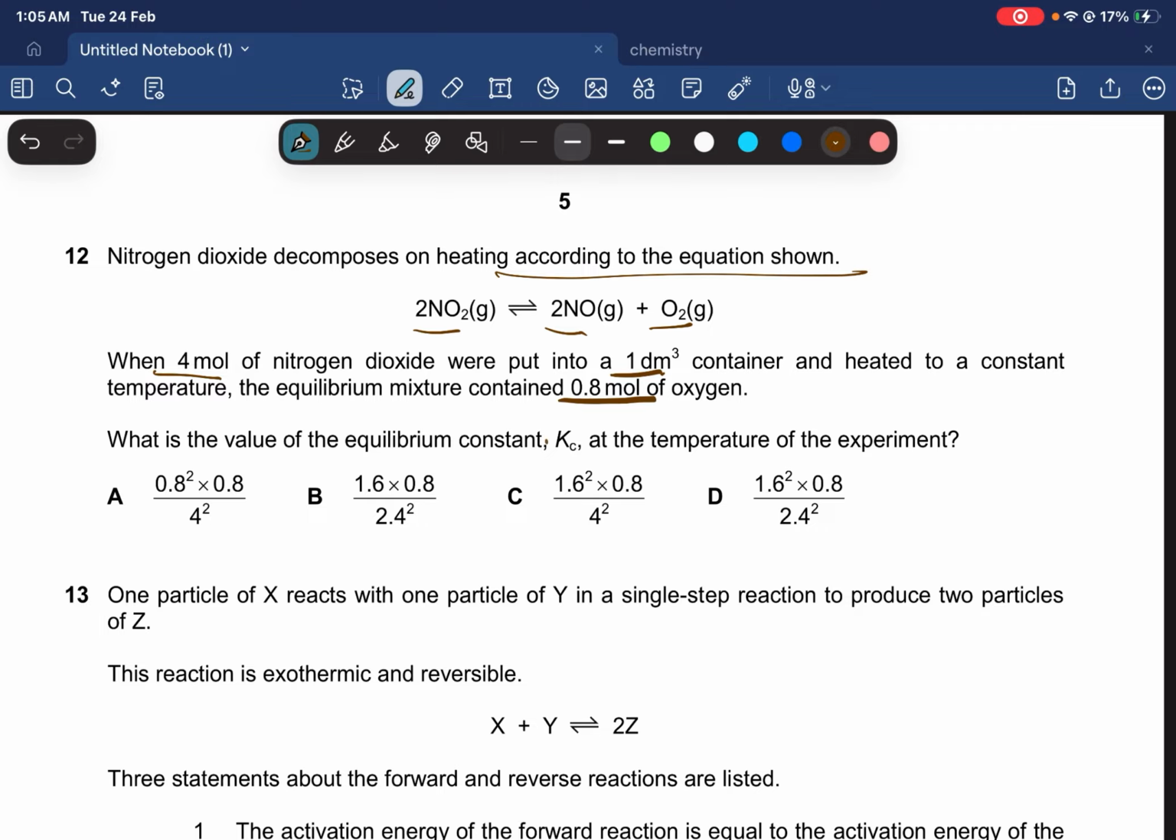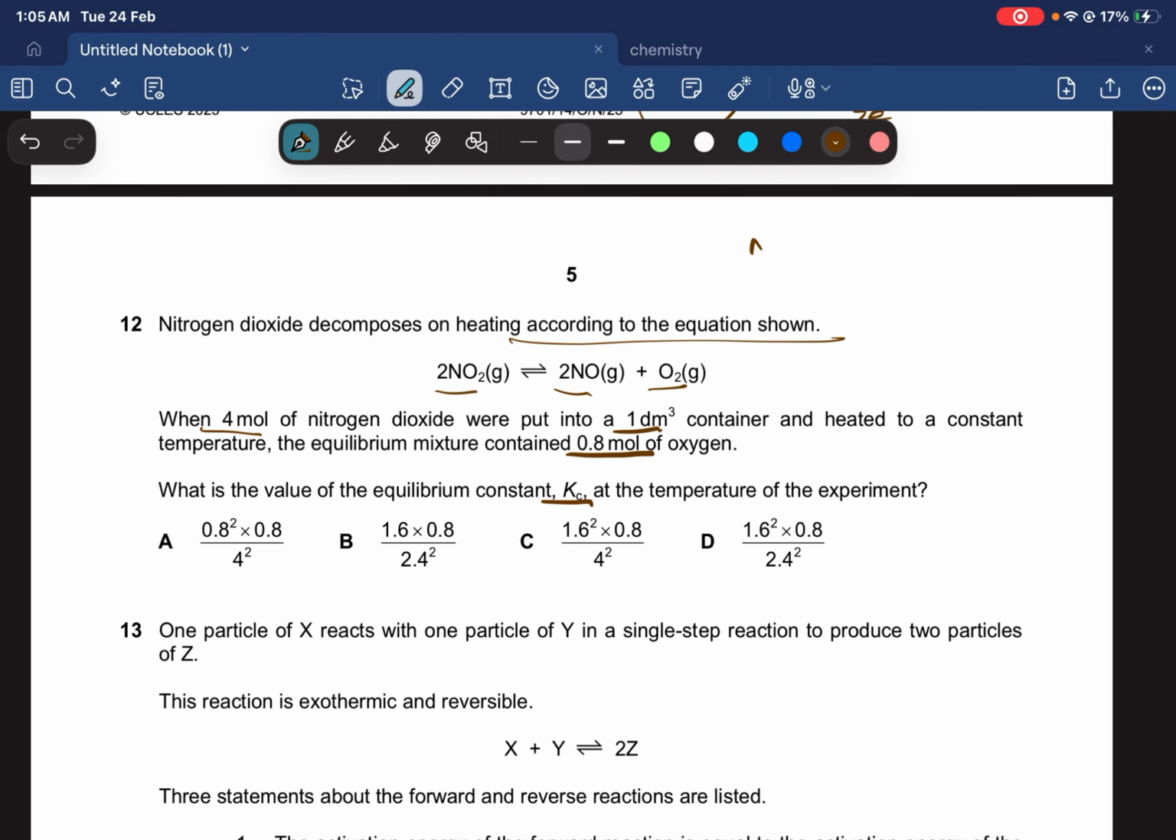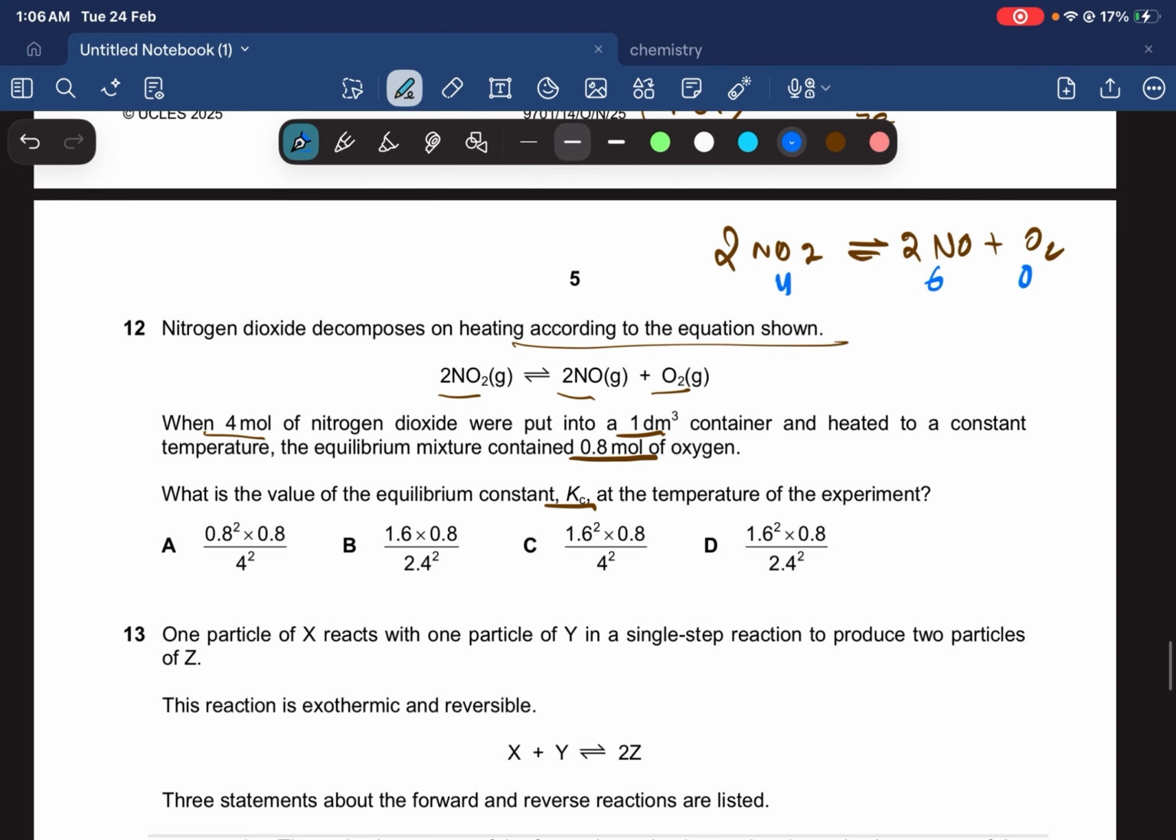What is the value of the equilibrium constant Kc? Okay, so what's happening over here is that we have nitrogen dioxide forming 2 moles of NO plus O2. When 4 moles of nitrogen dioxide were put, so initially we put 4 moles of this, we had 0 moles of this, 0 moles of this.